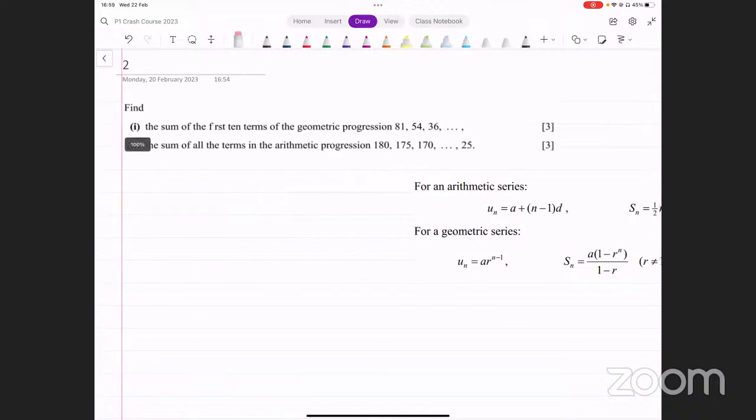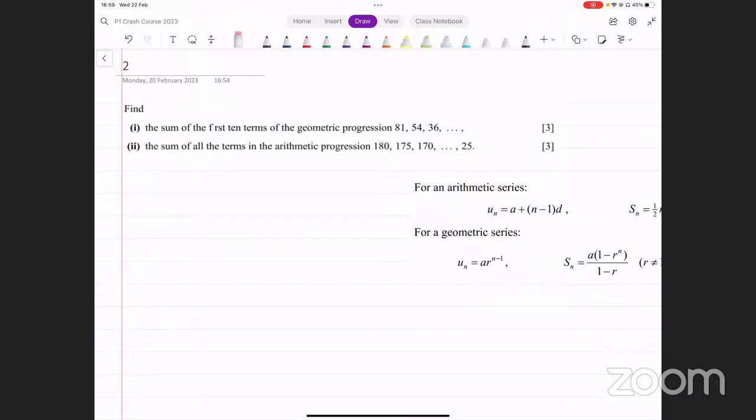Now, the problem says find the sum of the first 10 terms of the GP 81, 54, 36. So we know that it's a GP, it's a geometric progression. In the first part, we are given that it's a geometric progression. Let's write that down here. So it's a GP, first of all. And in this GP, what do we know? Remember, a GP was defined by the first term and the common ratio. The first term is 81. That's pretty obvious.